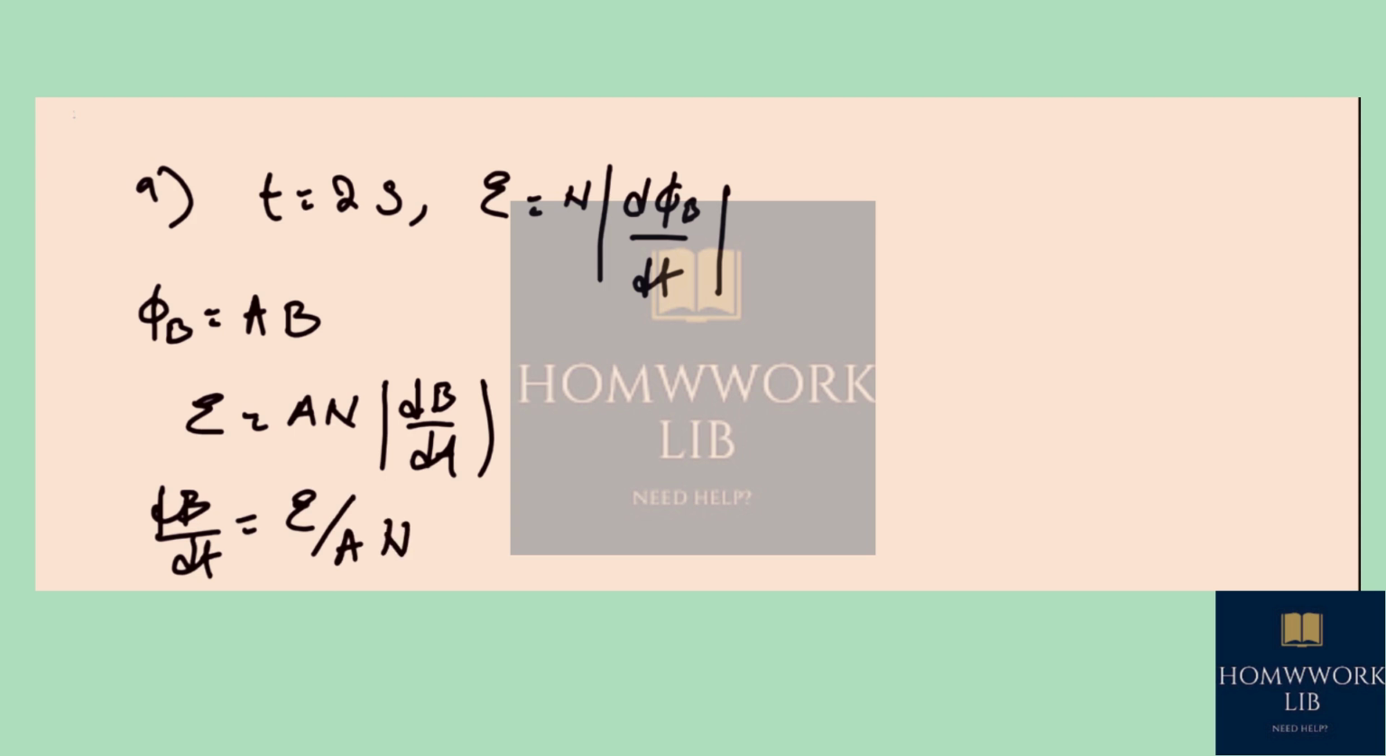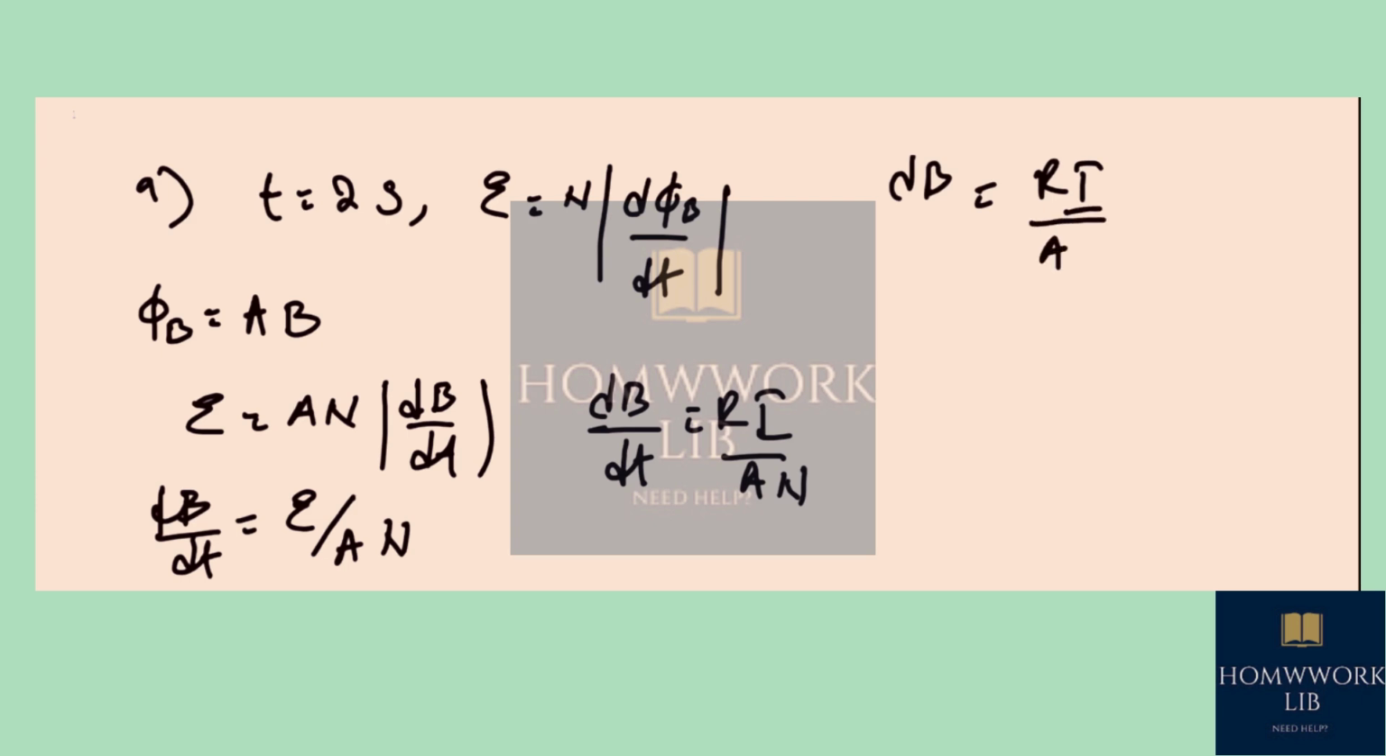From here, dB divided by dt, the rate of change of magnetic field, is equal to EMF divided by A times N. The induced EMF can be written in terms of induced current and the resistance, so dB divided by dt is equal to Ri divided by AN. Then dB is equal to Ri divided by A times N dt.